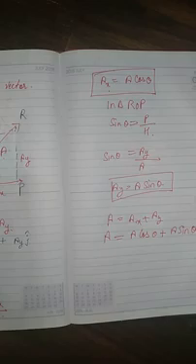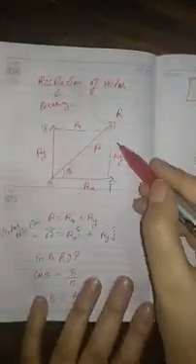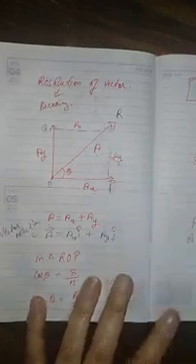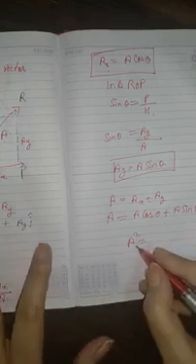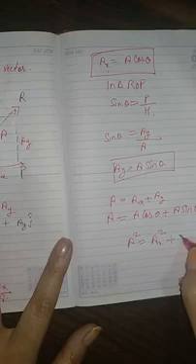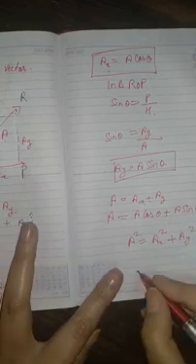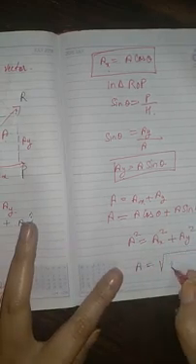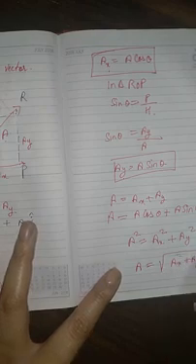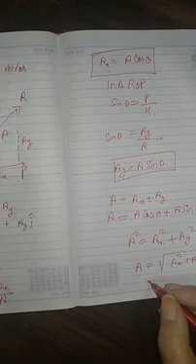Or what you can do is, if you look at this triangle over here, this looks like a right angle triangle. So A square is equal to hypotenuse square, equal to base square, which is ax square, plus perpendicular square. So A is under root ax square plus ay square. This is also how you can find the value of A.